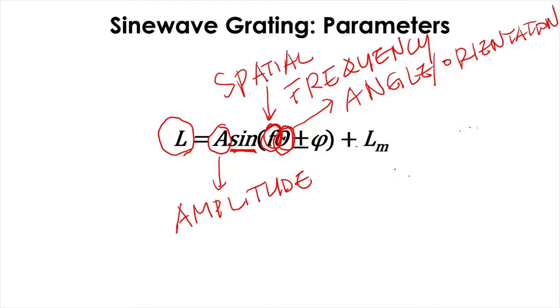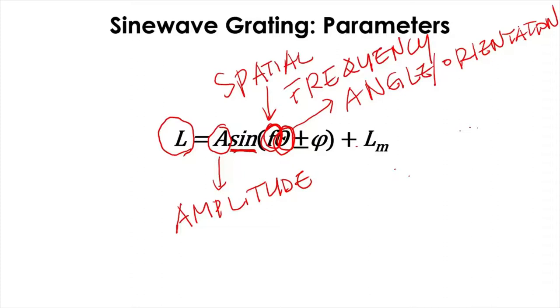Orientation of a grading. But in practice, you need to have a two-dimensional version of the sine wave equation to change the orientation of the grading, because this is just a one-dimensional equation. Just changing the orientation here does not change the actual orientation of the sine wave grading.